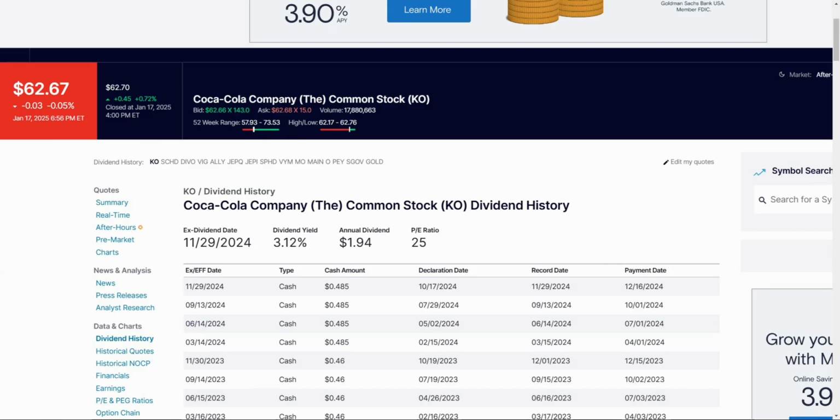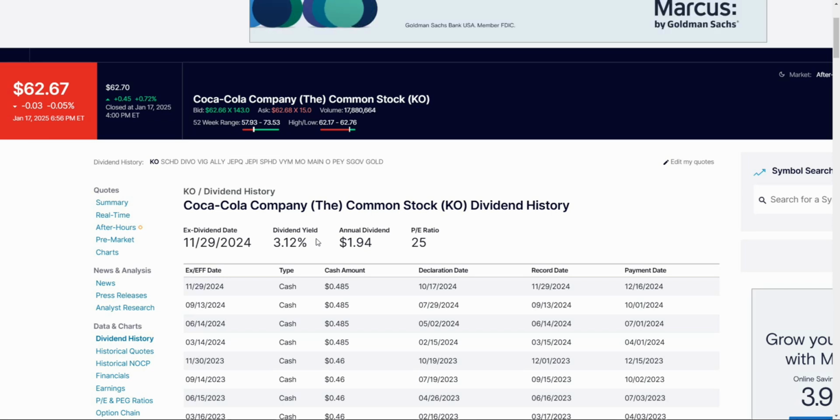And every stock or ETF that pays a dividend will have a dividend yield. So I am using Coca-Cola as an example here, an extremely popular dividend company. The current dividend yield of Coca-Cola is 3.12%, and the annual dividend is $1.94. So if we took that $1.94 and then divided it by the current share price of Coca-Cola, you would come up with that dividend yield. In other words, similar to SCHD, every dollar that you invest into Coca-Cola will yield you back annually 3.12%.